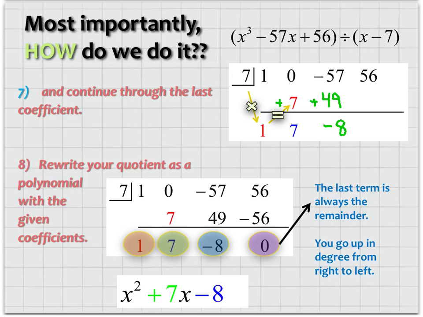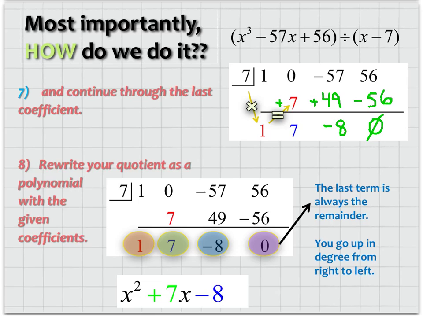Negative 8 times 7 gives me negative 56. And then I add 56 to negative 56, and I get 0. Now the next step is to take these abstract numbers and actually relate it to a polynomial that if we divided using long division that we would end up with. Now, the last column here always represents the remainder. So since I have a 0 in this problem, that means I have no remainder.